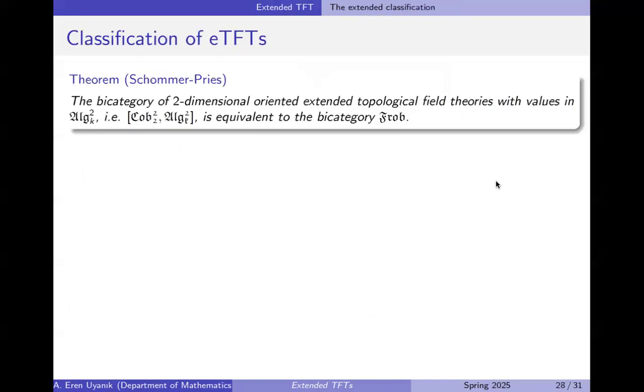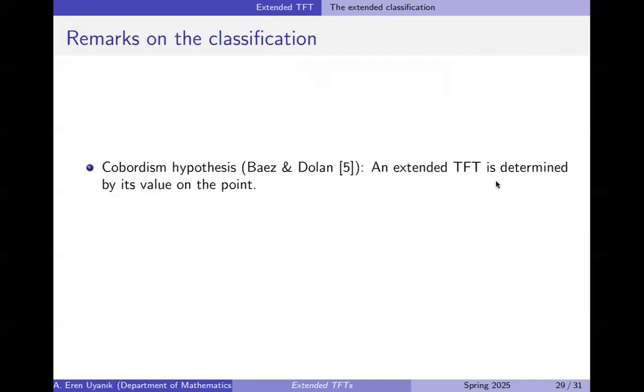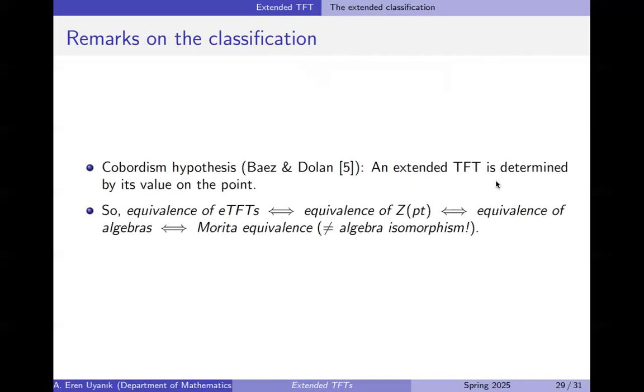Yes, in the last slide you're restricting to dimension 2. Yes, this is in dimension 2, because I combined the classification theorem, which is valid for dimension 2, with the cobordism hypothesis in dimension 2. In general, the statement is that an ETFT is determined by its value on a fully dualizable object. And in our case, it corresponds to a separable commutative Frobenius algebra.